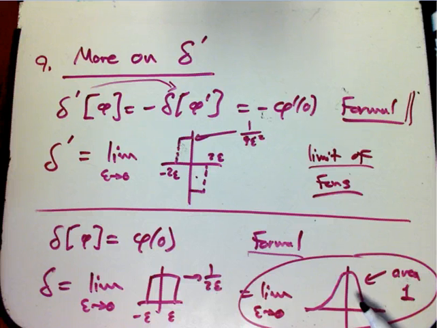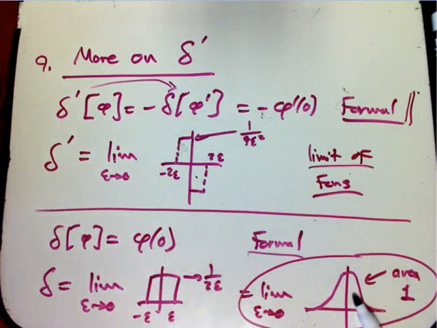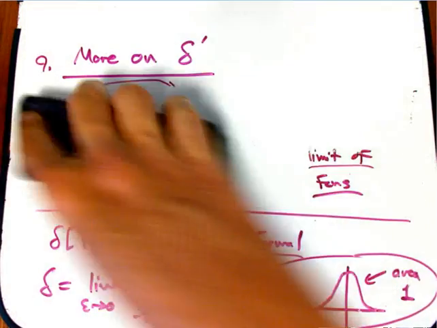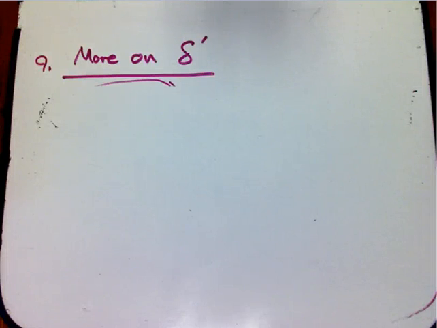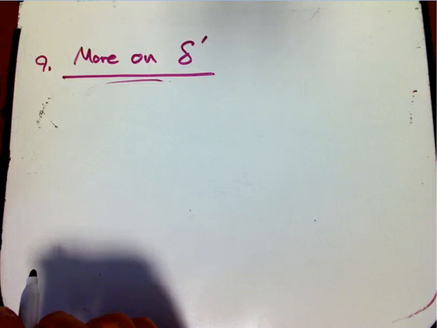So our conjecture would be, if delta is the limit of these as epsilon goes to 0, then maybe delta prime is the limit of the derivative of these. Basically, it's asserting that taking derivatives of distributions is a continuous operation on the space of distributions, so that they commute with limits. And we will prove that. But let's just draw some pictures to get us into that idea. So that's the more sophisticated stuff behind this.